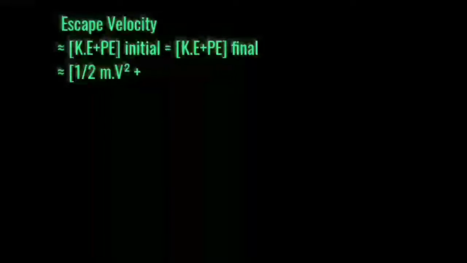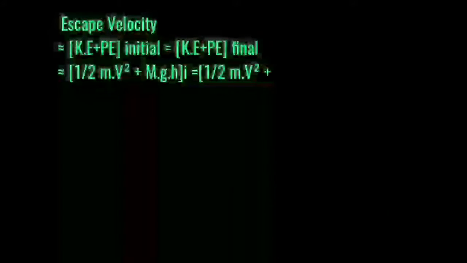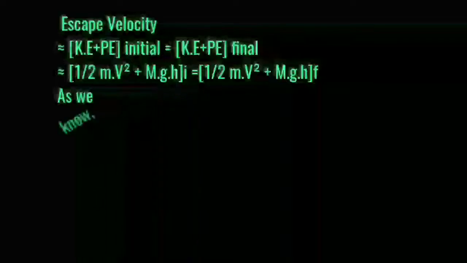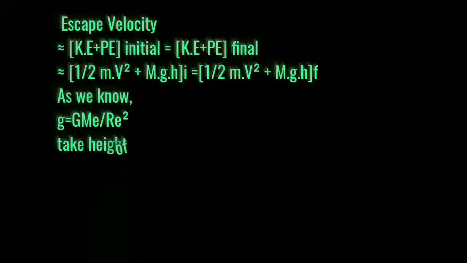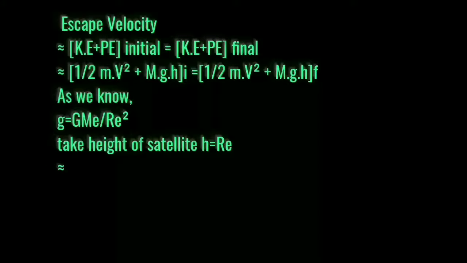Kinetic energy initial plus potential energy initial equals kinetic energy final plus potential energy final: half into mass into velocity squared initial plus mass into gravity into height initial equals half mass into velocity squared final plus mass into gravity into height final. As we know, the value of small g is 9.8 meters per second squared, but when we take the formula into consideration it looks something like this.